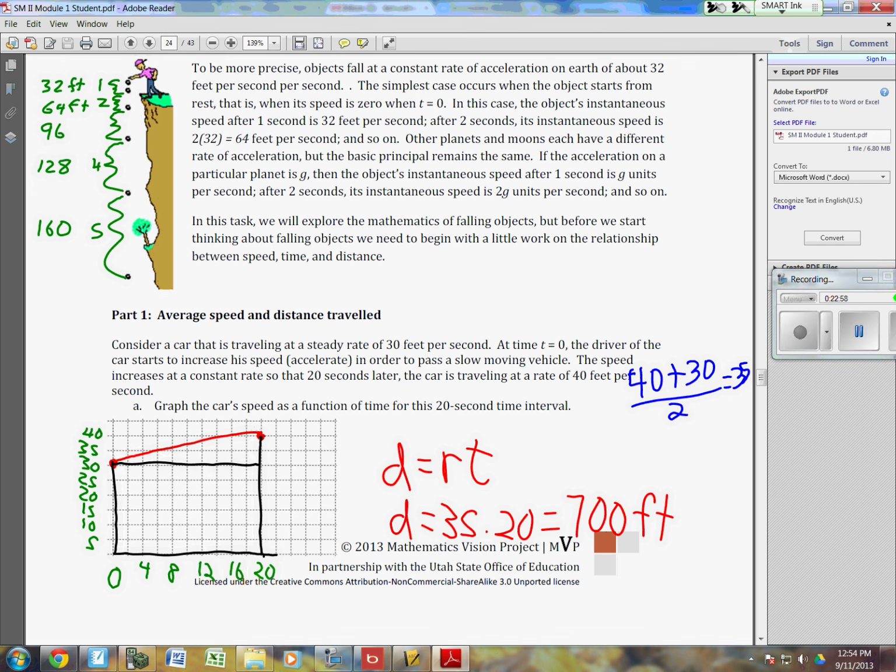The rectangle was 30 by 20, so 30 times 20 was 600. The triangle was 10 by 20 divided by 2, right? 20 times 10 divided by 2, which was 100. We add those together, we got 700 feet. Do you guys remember doing that last time?